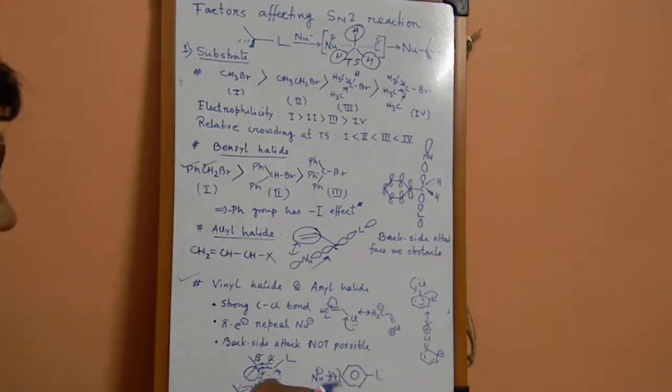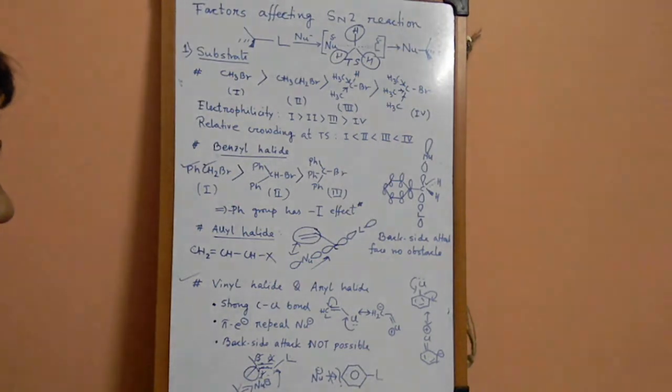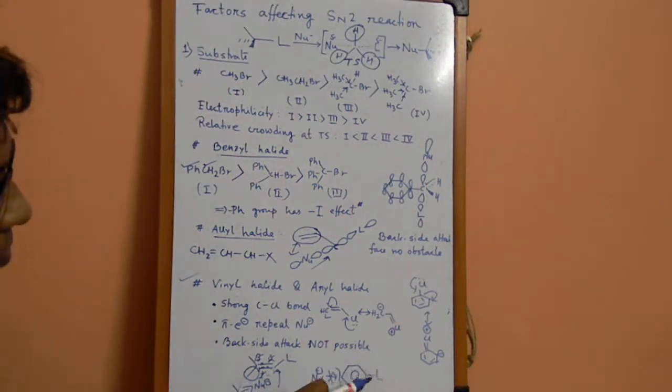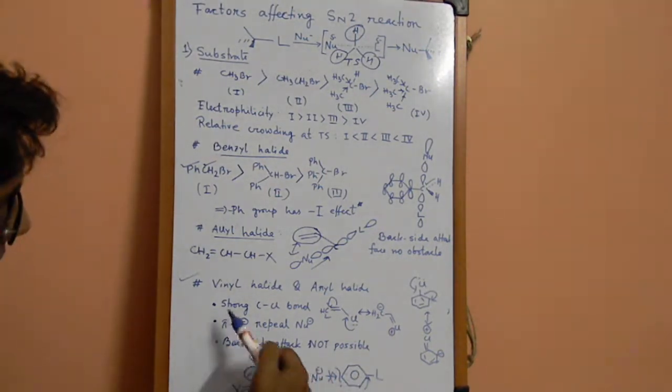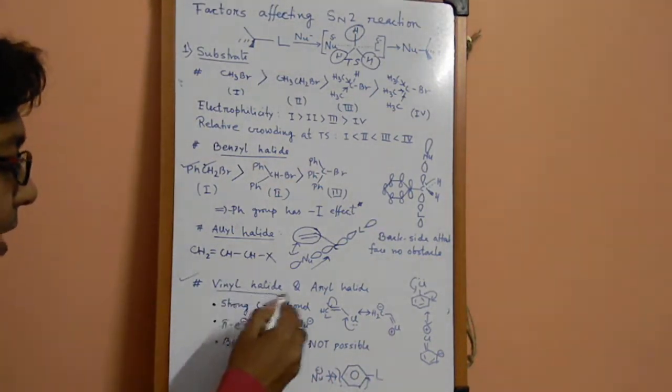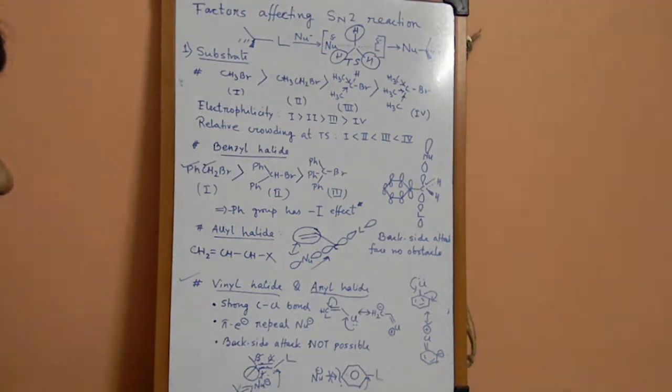Because it's a planar compound, and if the nucleophile has to come, it has to come from the backside of the carbon, and it has to be on the same plane. But it is not possible here, because there is a benzene ring with a pi cloud, so there is no possibility to attack this carbon by any means. So that's why vinyl halides and aryl halides will be very poor components for the SN2 reaction.